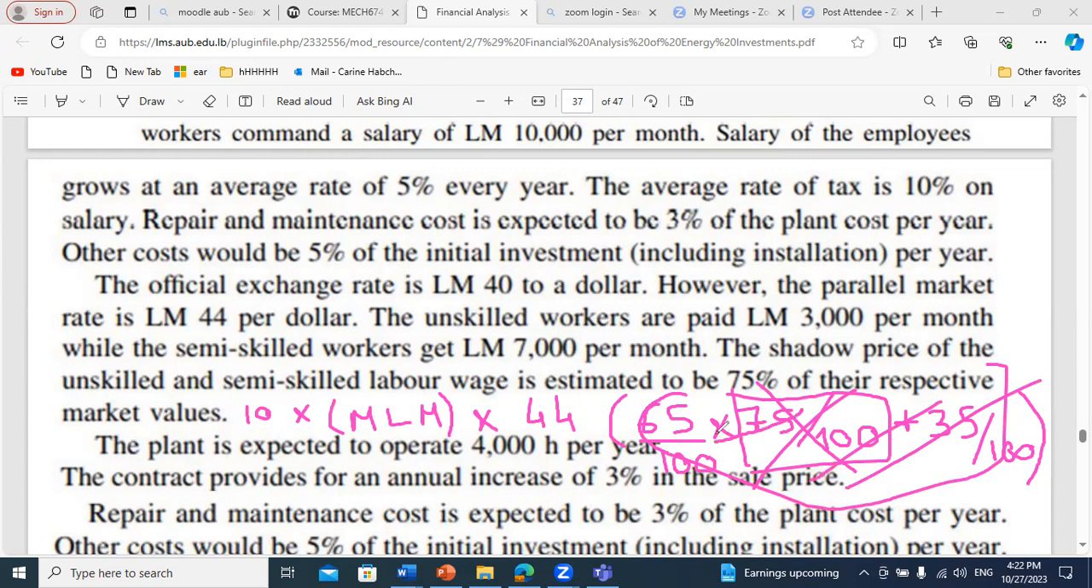And what is the second difference? Instead of multiplying by 44, which is the shadow rate, I should multiply by the official rate, which is 40. So I multiply by 40. Okay. Any question until here?